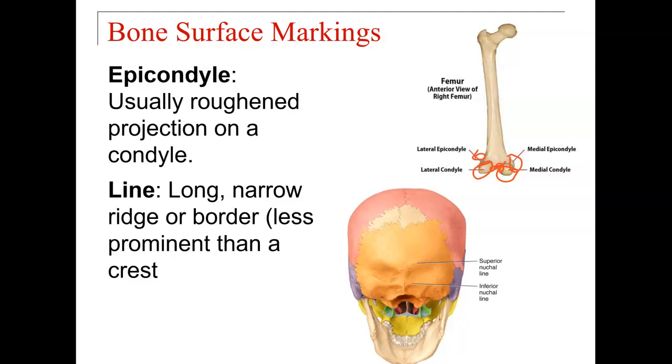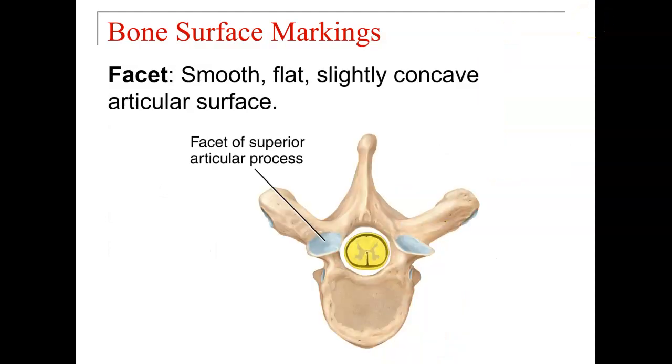Another bone marking that you would find would be a line. Lines are going to be long, narrow ridges or borders that are going to be less prominent than a crest. And so we have a line here, and you're going to find a line here. And so they're not going to stick up as much as what we would refer to as a crest. A facet is going to be a smooth, flat, slightly concave articular surface. And so it's kind of like what you saw on the condyles where you were looking at where they came into contact, but you're going to see this one on the vertebrae.